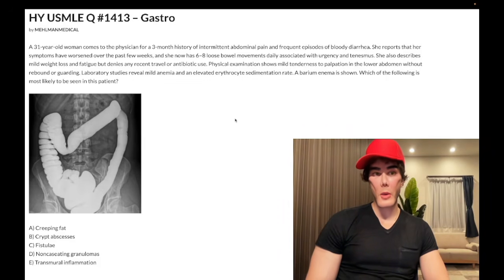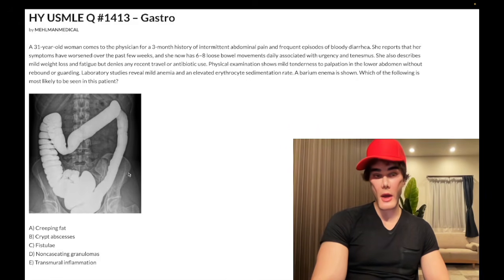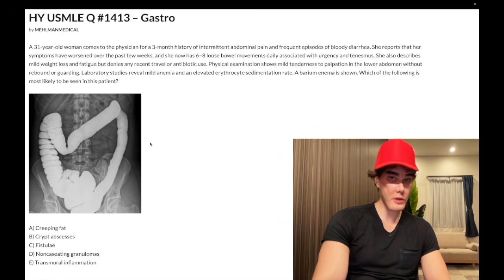We got a 31-year-old woman who has ulcerative colitis, and we know that because the contrast enema is showing us the lead pipe appearance, which is loss of haustra. It's very classic for ulcerative colitis. You don't even need to read the question here.